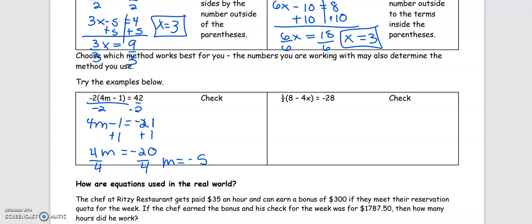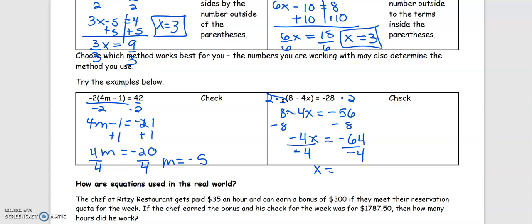And I'm going to try and show you the last one as well here. I'm going to go ahead and multiply by the reciprocal of that fraction. That's going to get rid of that fractional coefficient. So I'm going to multiply by 2. And I no longer have those parentheses. And I can solve a two-step equation this way. Oops, I wrote down 12 instead of 16.